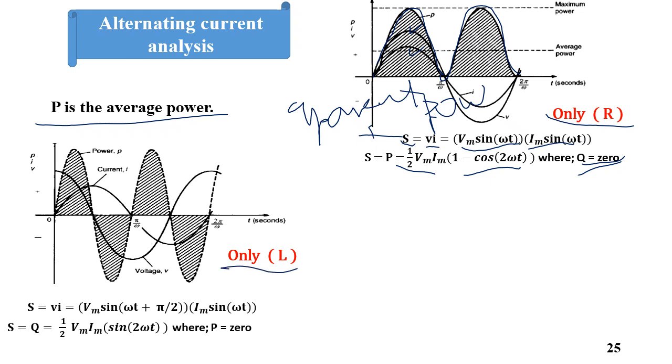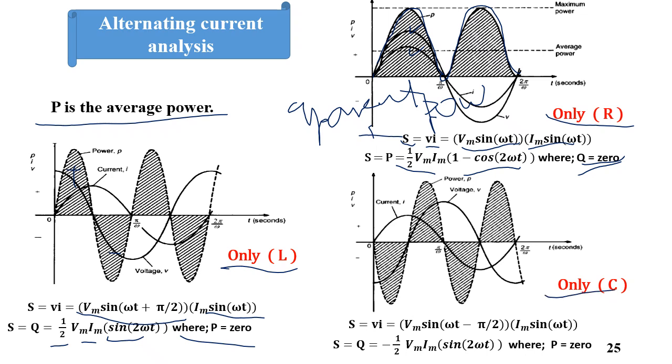For an inductive element, we have S equals V times I, V maximum sine omega t plus 90 times I maximum sine omega t. We have half V maximum I maximum sine double the angle. And the real power equals 0, as the positive area equals the negative area, then the average power will be 0.